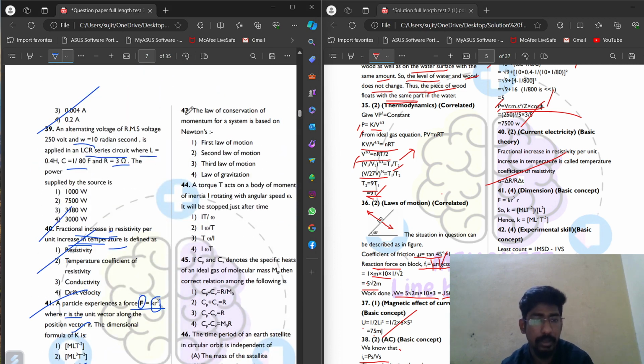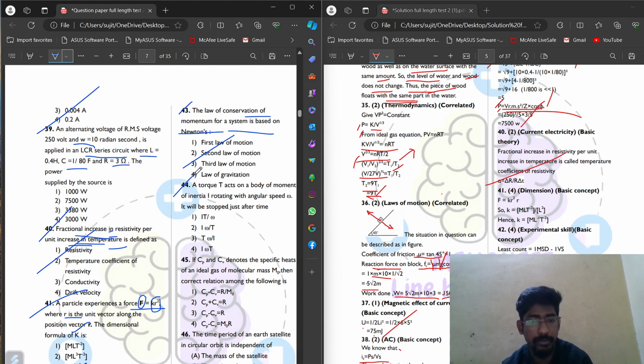Okay. Question 43: the law of conservation of momentum for a system is based on Newton's which law? Third law, right? So in the firing of a gun, in the rocket, all in the conservation of momentum depends on the third law.